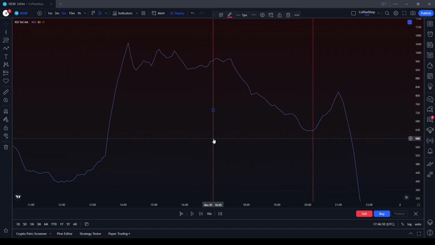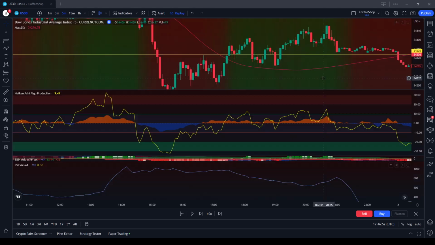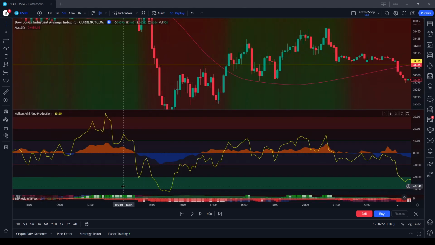All right, so see, I'm not just sitting here playing around. I'm doing stuff. All right, we'll get rid of this, RSI volume moving average. I'm thinking about releasing that as a standalone and as a built-in for the Mass Effect and for the algo, stuff like that.